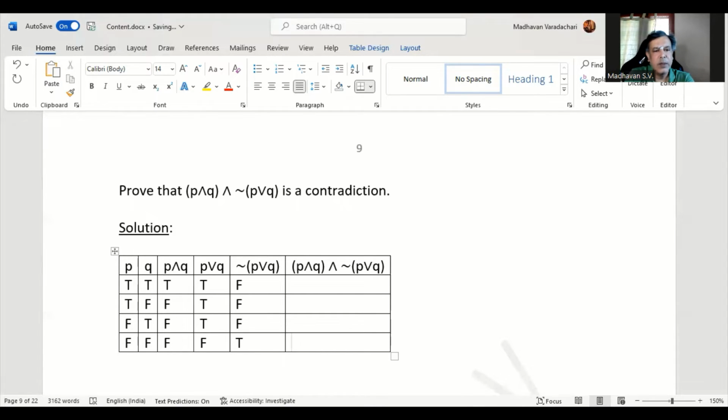Then the last one, P and Q and not of P or Q, means we need to compare third column and fifth column, and means both of them should be true to become true, whereas in the first one it is true and false, so it will be false, false, false, false, false, false, and true and true is also false. So the last column elements are all false only. Hence, it is a contradiction. So that is the proof of this problem.